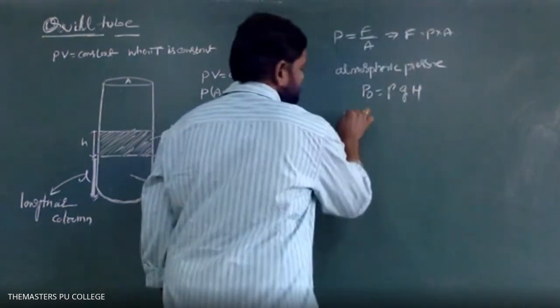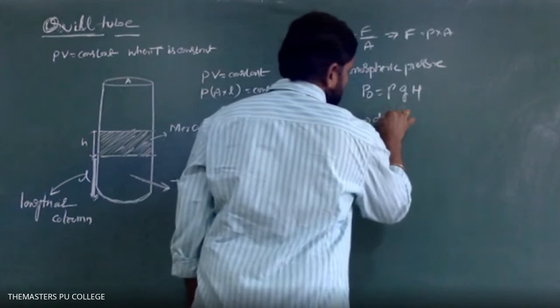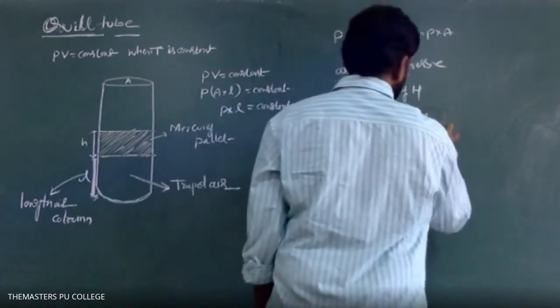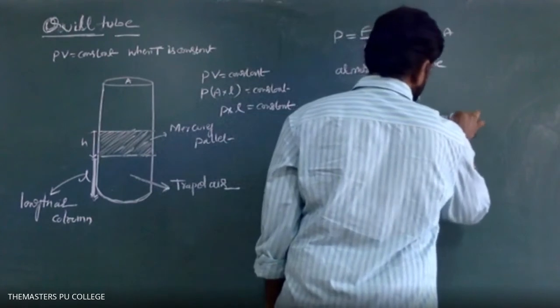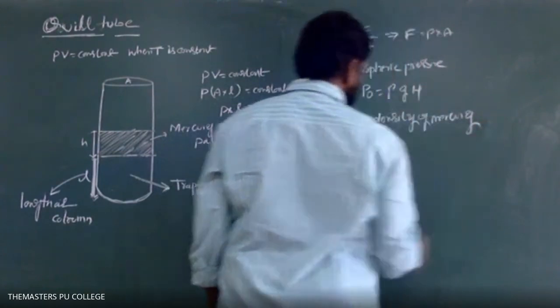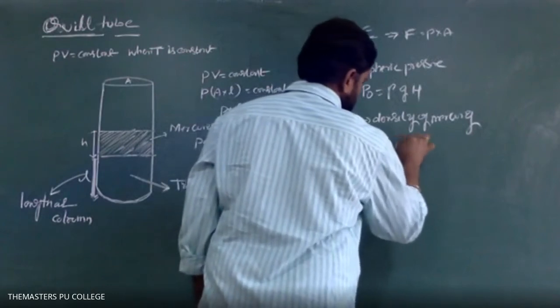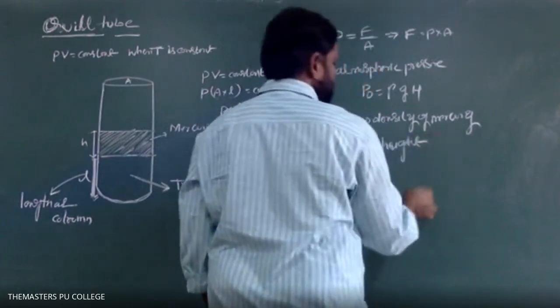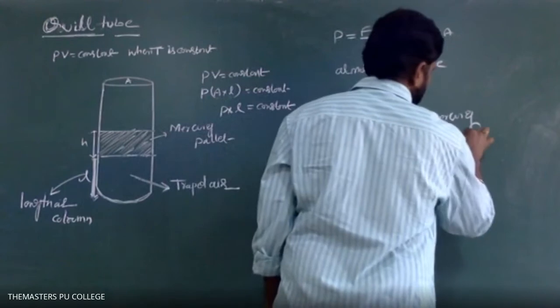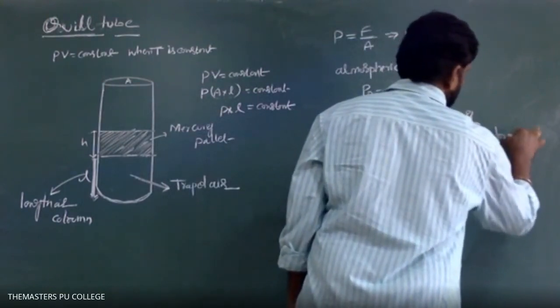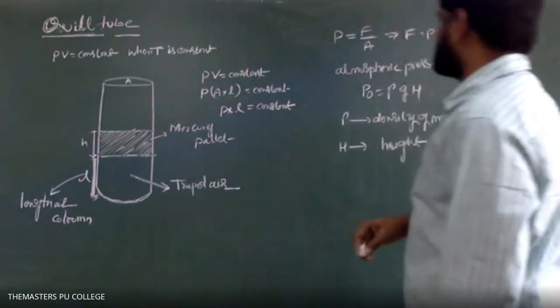What is meant by rho? Rho is the density of mercury, and h is the height of the mercury column.